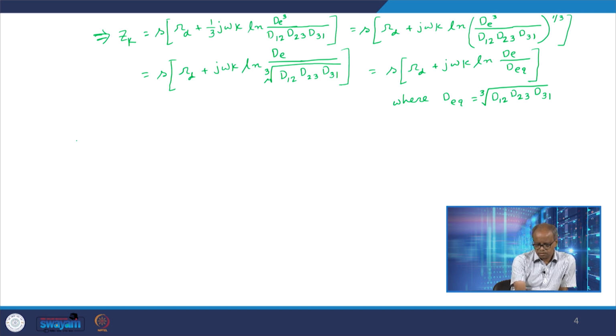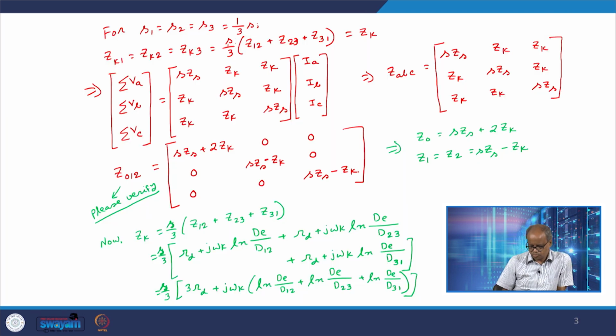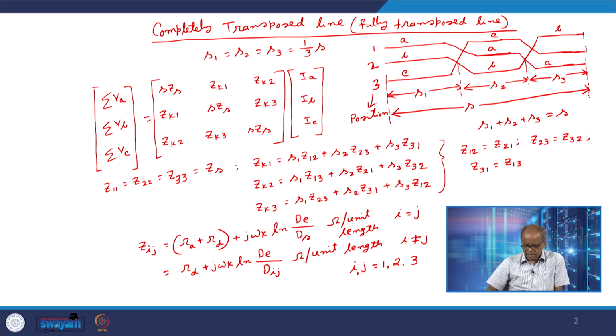So, hence Z0 is Zs plus 2Zk. That is the expression of Z0, that is what we have said, that is Zs plus 2Zk. And the expression of Zs is basically Ra plus Rd plus j omega k into log dE by ds.